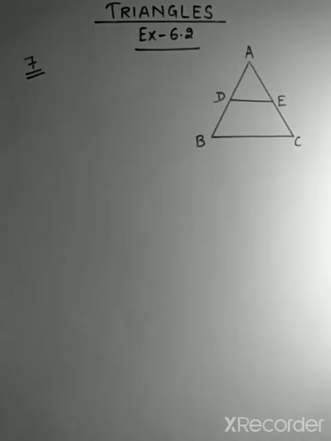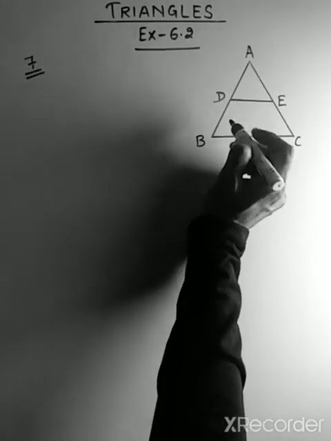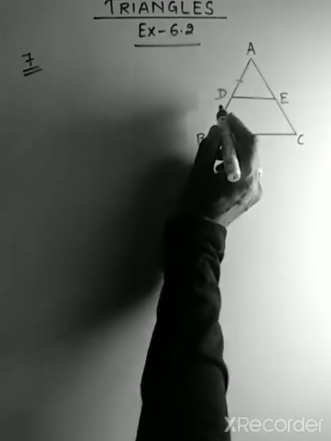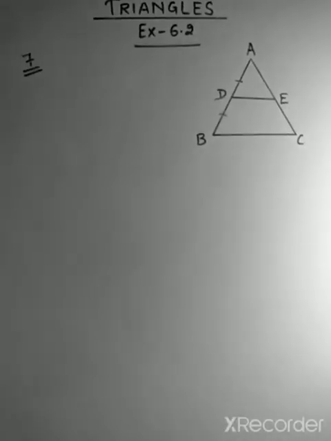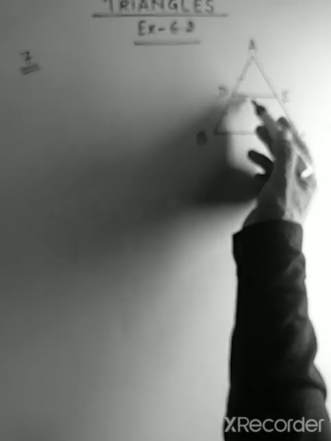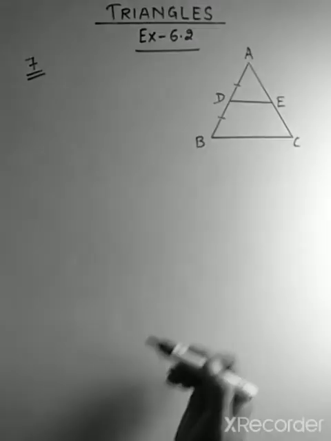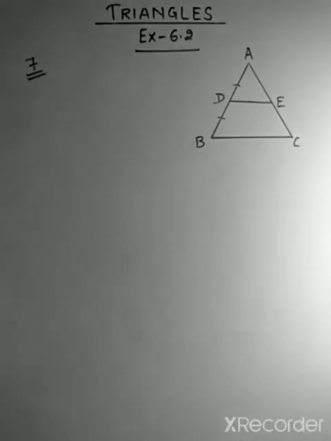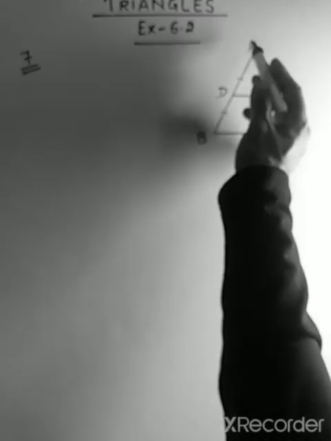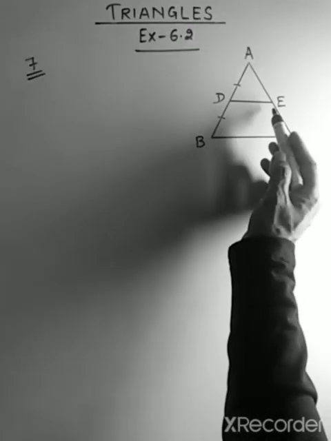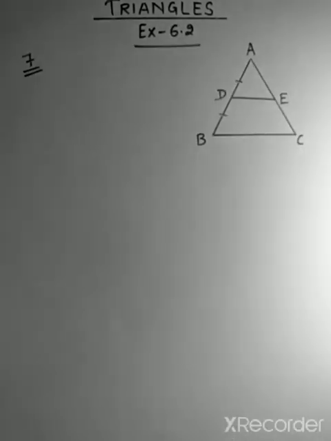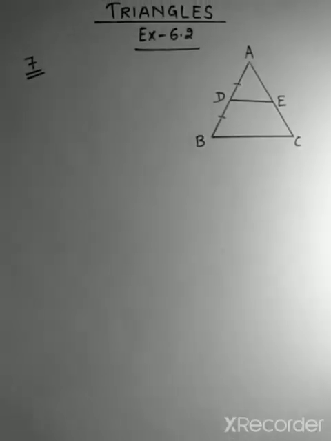Question number 7 of exercise 6.2 is: prove that a line drawn through the midpoint of one side of a triangle, so suppose D is midpoint of AB, parallel to another side, so DE is parallel to BC, then it will bisect the third side. So the third side is AC. So E will be the midpoint of AC, that we have to prove.